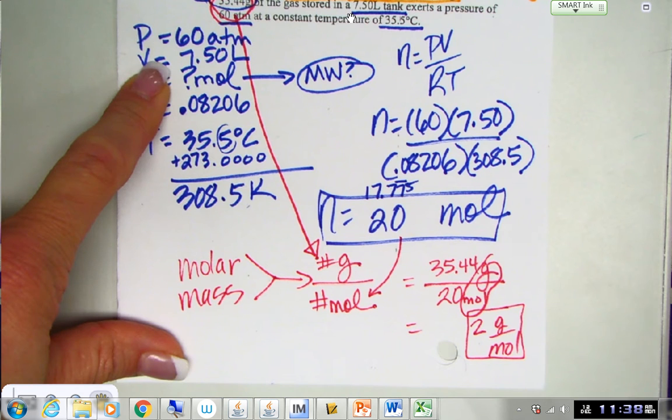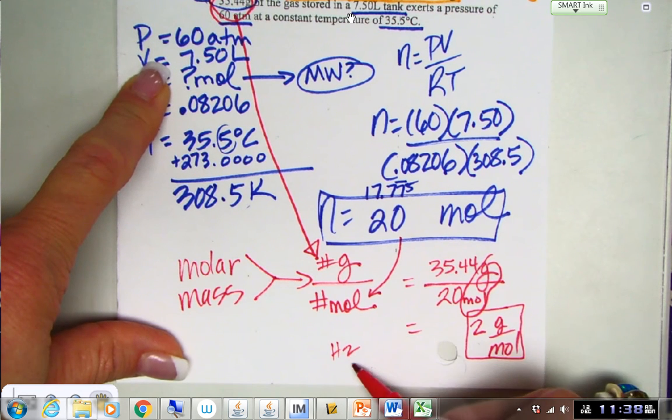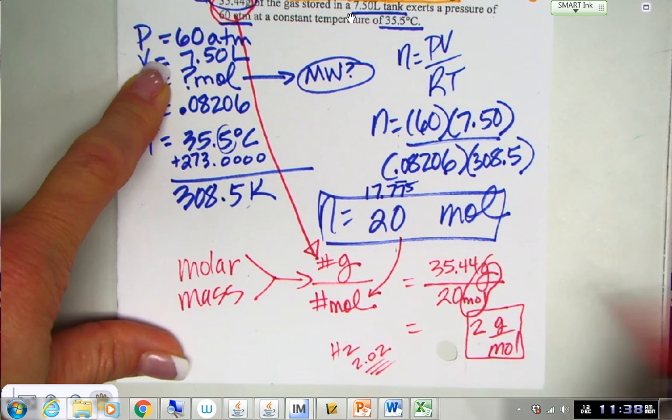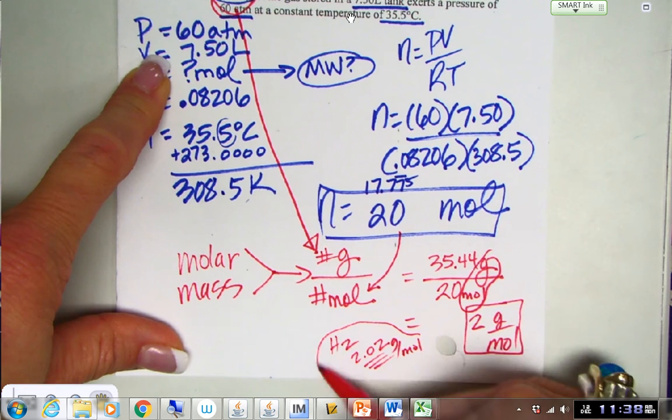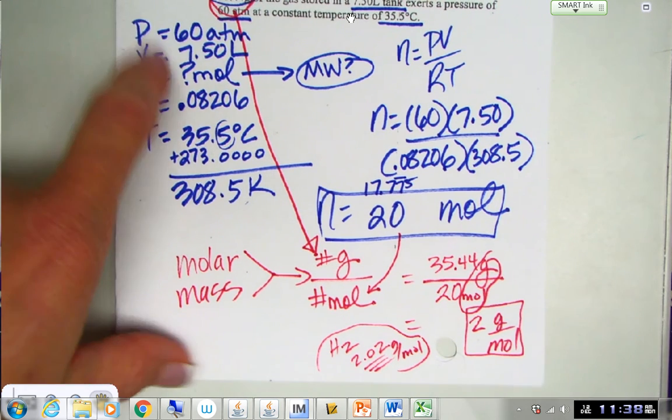So more than likely this gas is just hydrogen gas. Remember, hydrogen gas is 2.02 grams per mole if you just look at its formula. You were not asked to identify the gas here. I'm just kind of saying that's probably hydrogen gas.